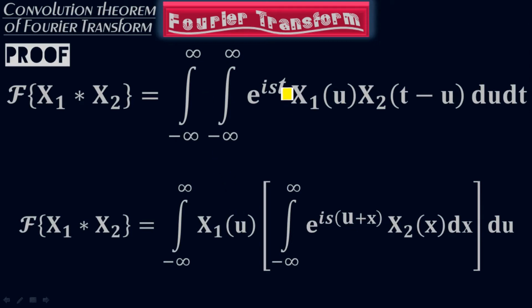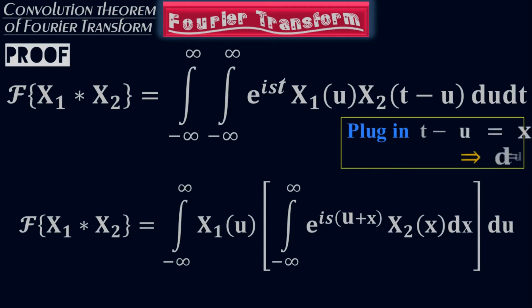But what about t? Where this u plus x came for the t and x for the t minus u, what happened? Just plug in t minus u equals x, which implies that dt equals dx. Replace this t minus u equals x, and then when you take the derivative on both sides, you will get dt equals dx. Since our independent variable is t here, I'm going to ignore the u, I'm going to pick the t term. It is a partial derivative. So the derivative of t is dt and the derivative of x is dx.